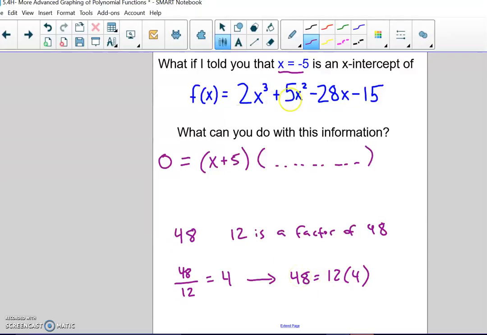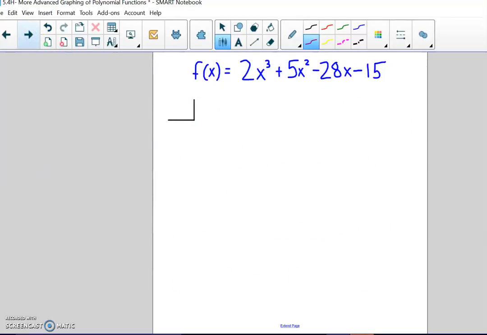So if we go back and think about this problem, what this means is x plus 5 times something should give us exactly this function that we started out with. Now, if we want to figure out what's left inside of this something, the only way that we're going to be able to do that is to take this original function and divide it by x plus 5. Fortunately for us, we can use synthetic division to make that happen.